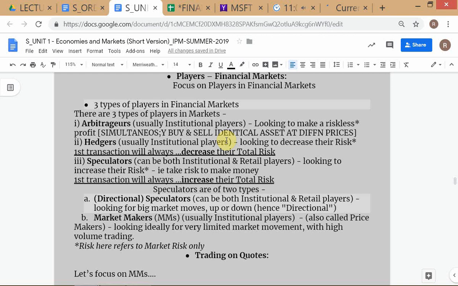So this we are going to call classical riskless arbitrage, where you simultaneously buy and sell the same asset. That's what we mean when we say that arbitrageurs are not looking to take any risk. They don't want to carry any risk. They want to instantaneously lock in a profit.